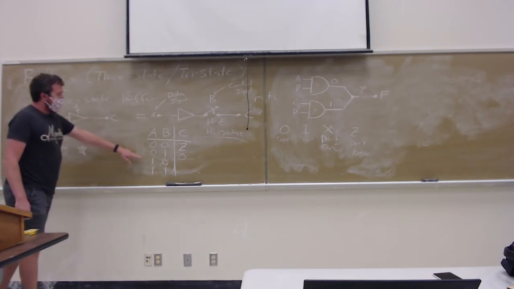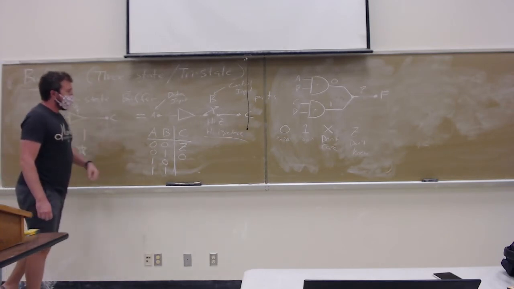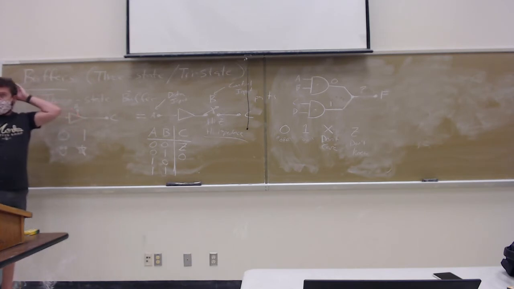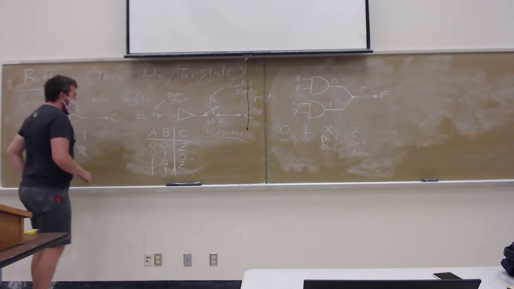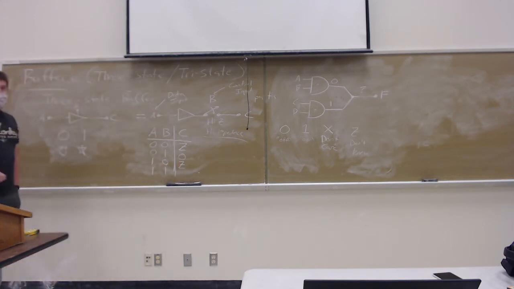So the third row, A is equal to 1, B is equal to 0. So C is equal to what? Z. C is equal to Z, yeah. And what about A is equal to 1, B is equal to 1, what is C? 1. C is equal to 1, good.